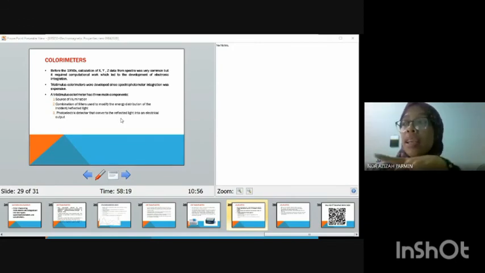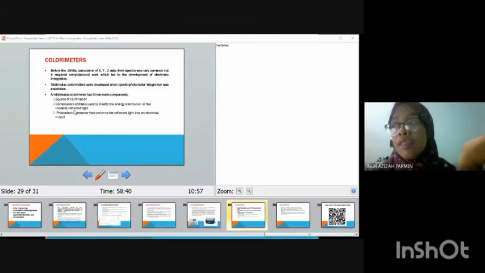Okay, actually colorimeternya macam saya buat sensor saya lah. Okay, sensor saya pun saya tukarkan chemical reaction. Yang ni photoelectric kan. Dia berdasarkan optical cahaya. Tapi in my research, I change the chemical reaction, the changes of the chemical into electrical output. So basically sensor is changing based on the changing of the energy, that conversion energy.